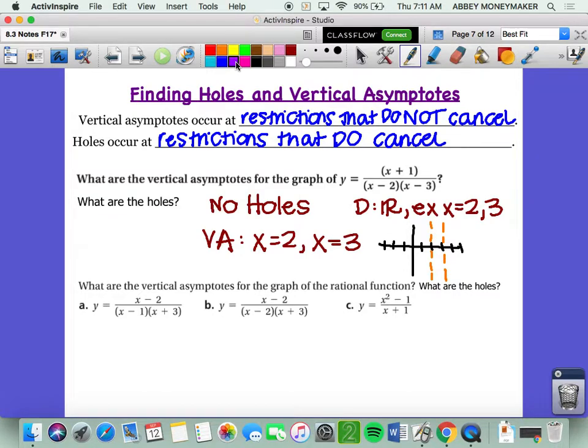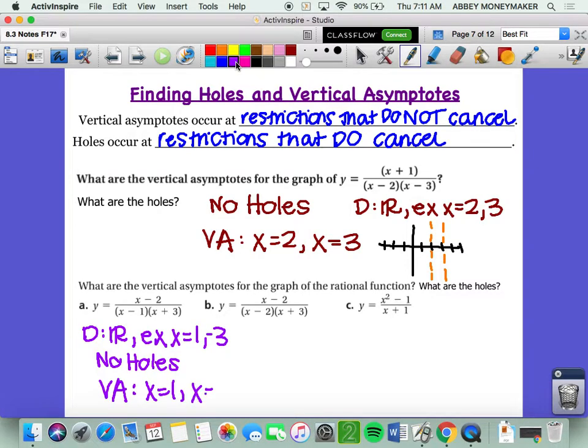On A, again, we're already in factored form, so let's look at the domain. It would be all real numbers except when x equals 1 and negative 3. Do any of those factors on the bottom cancel out with the factors on the top? No. So we have no holes, but we have two vertical asymptotes when x equals 1 and when x equals negative 3.